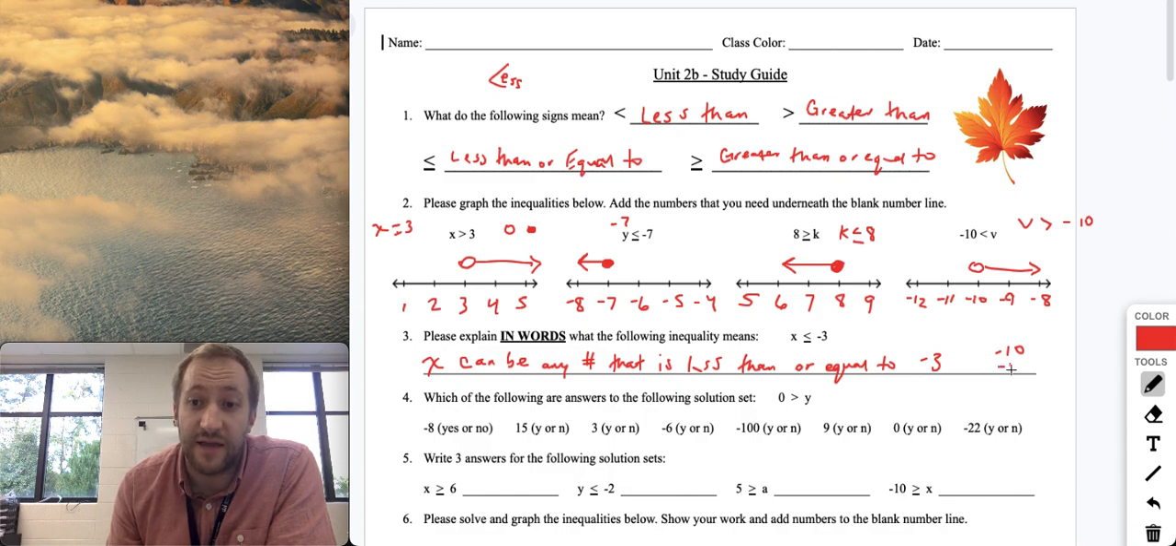It could be negative 20. It could also be negative 3 because I have that equal to with it. It could be negative 4. It could be an infinite amount of numbers as long as it is smaller than or equal to negative 3.